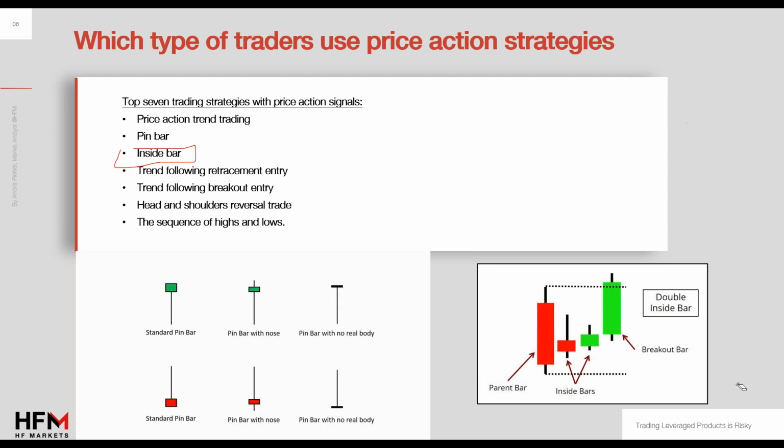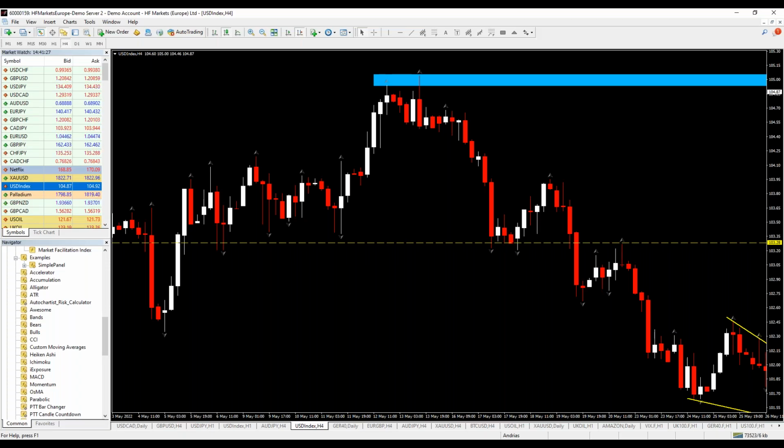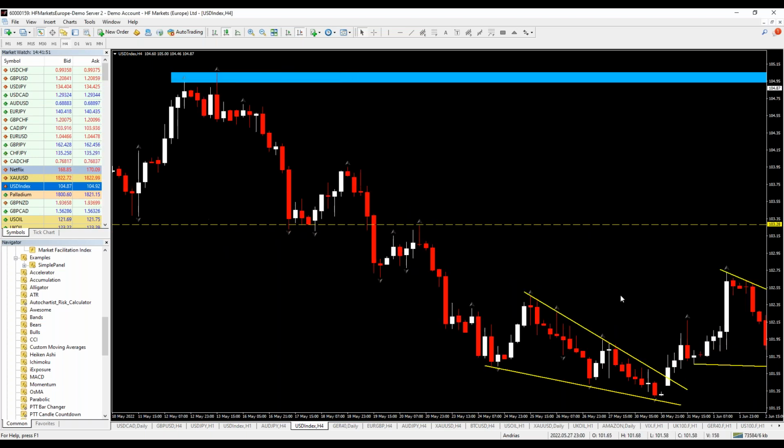So let me see whether I can find one on the dollar index, for example, very quick. It's not very easy, but I will do my best. Let me check. Actually, we did have one over here. Yeah, we did have one over here. You see that?